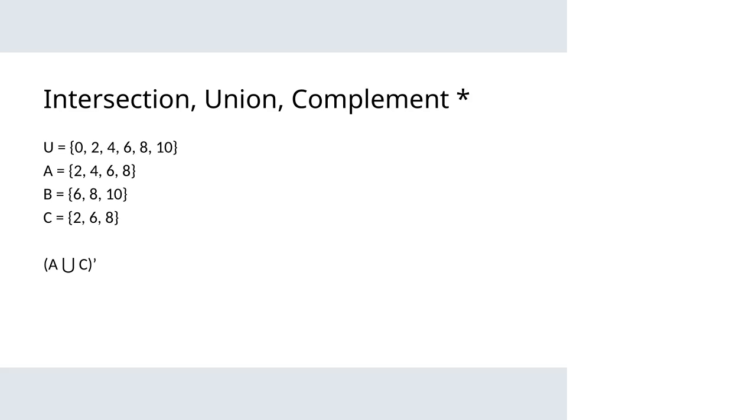So we need A union C complement. So the first thing we need to do here is find A union C. Remember, union means join together. Anything that's in A, we keep it. Anything that's in C, we keep it. A is 2, 4, 6, 8. C is 2, 6, 8. So when we join those together, we get 2, 4, 6, 8. Really, joining those together just gave us A. It's just a coincidence how it worked out, right? A and C just happen to overlap quite a bit. There's A union C.